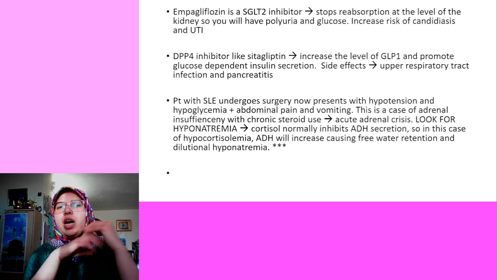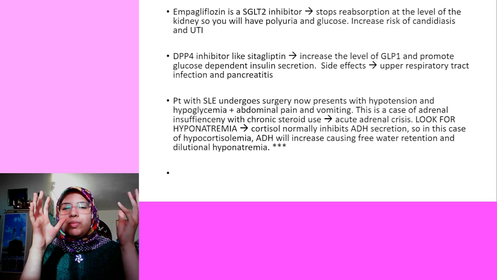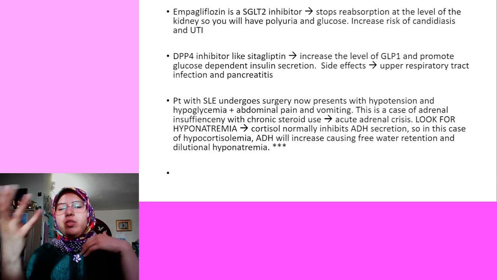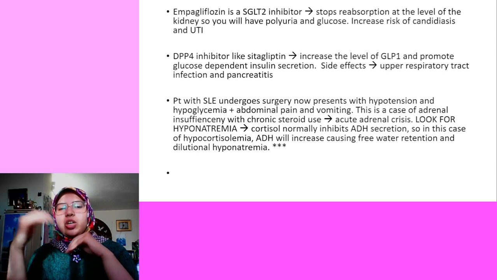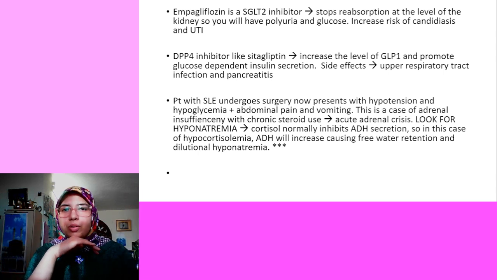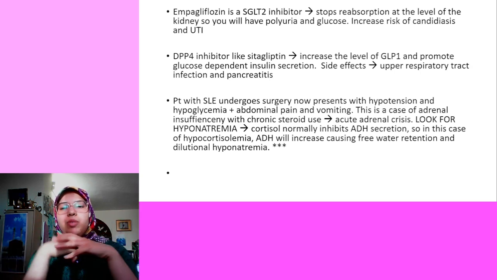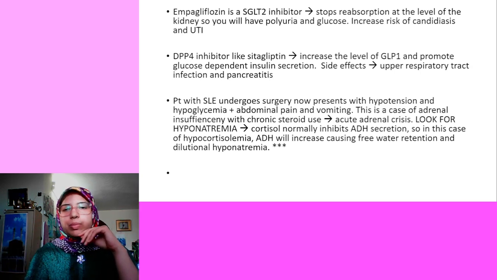You want to look for hyponatremia. Why do we need to keep this in mind? Cortisol, when she's taking this exogenously, its high levels inhibit ADH secretion. So in this case of hypocortisolism, ADH will now increase, and now you're going to have free water retention and dilutional hyponatremia in response.